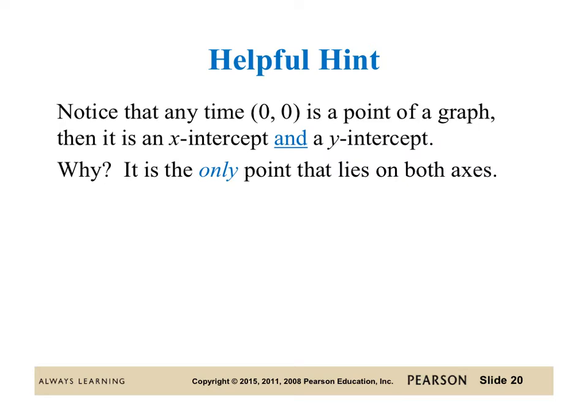But again, notice that anytime 0, 0 is a point on the graph, then it is both an x-intercept and a y-intercept, because it's the only point that lies on both axes.